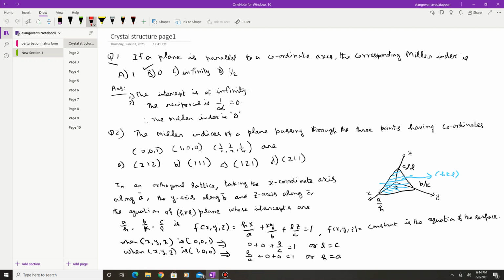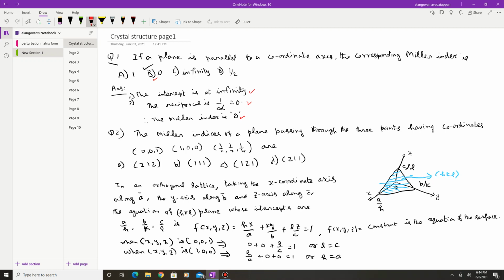So first you have to find the intercept. Then find the reciprocal. We have already discussed the procedure in my previous lecture. So you have to find the reciprocal. This is 0. Since we are discussing only one Miller index, the corresponding Miller index is 0. So option B is correct.